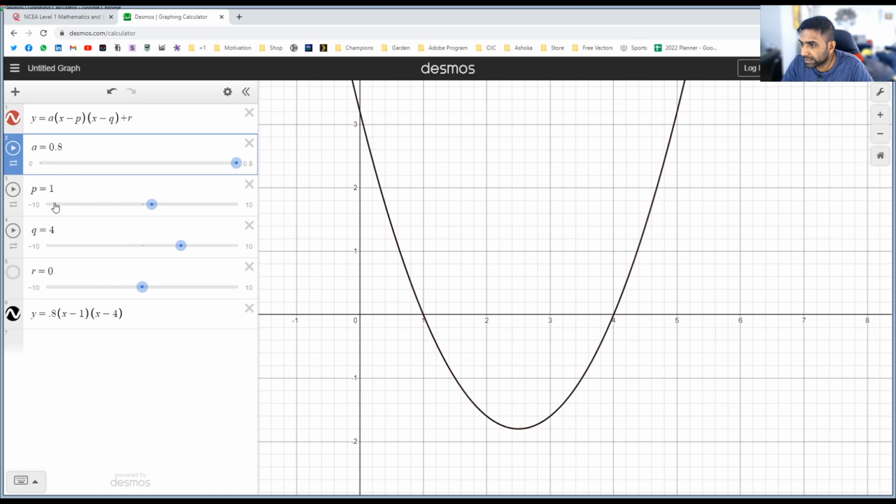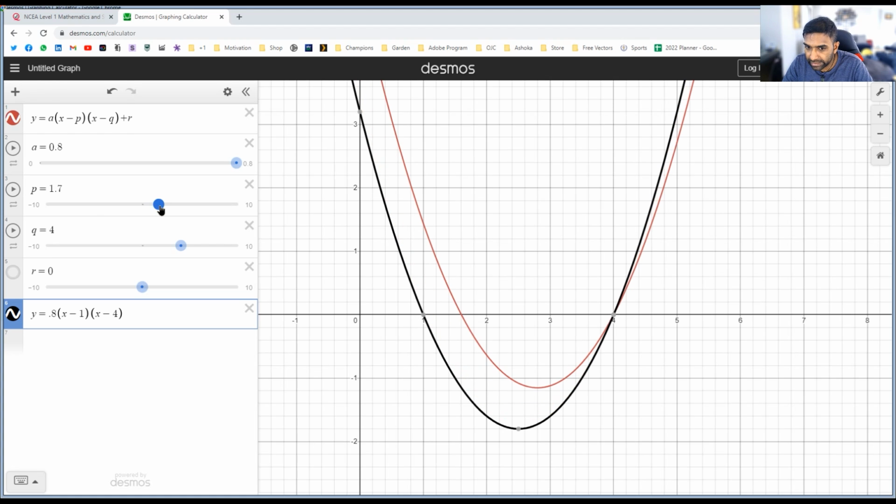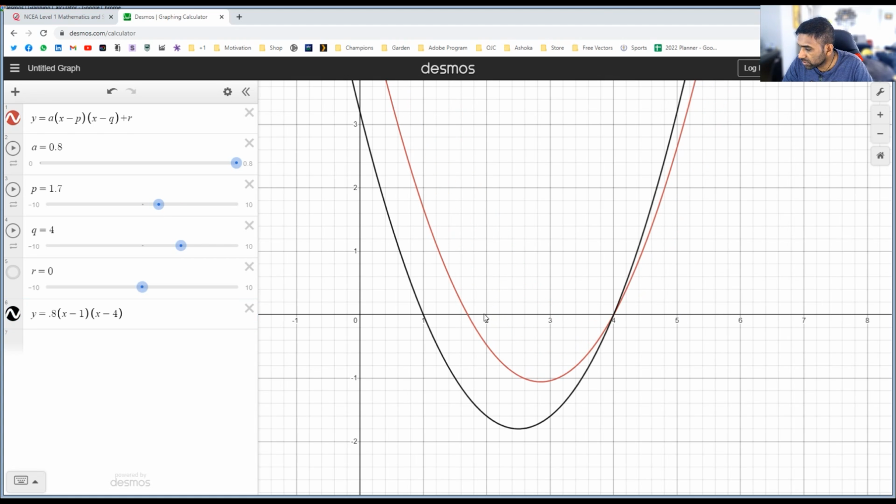Our next thing that we could do is reduce these points here, which are p and q. Right now I've put this as 1, so that's your p value, and I've put in 4 here, which is your q value. So if I reduce the distance between them, the depth of that hole is going to get smaller as well. In other words, if I reduce the distance between the 2 x-intercepts, then the depth decreases overall.